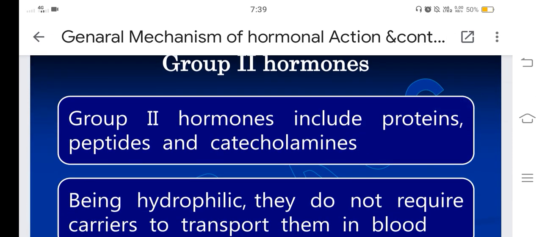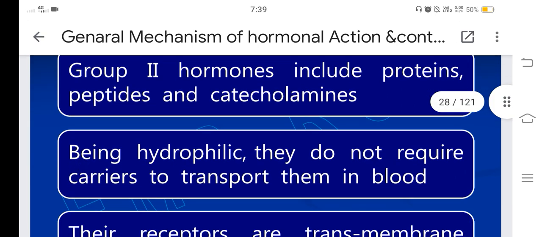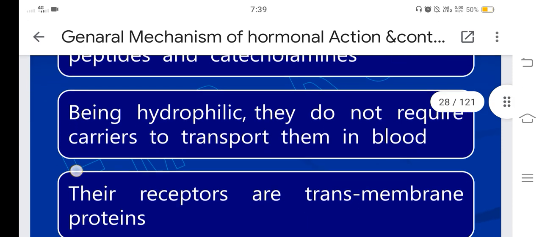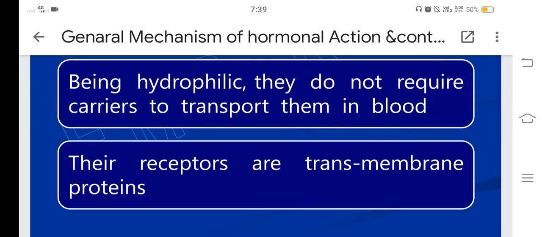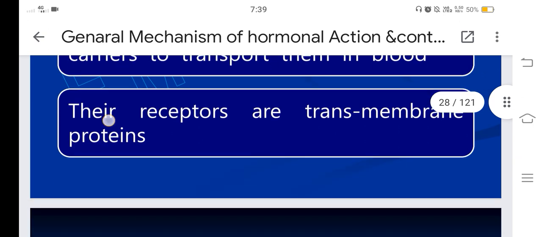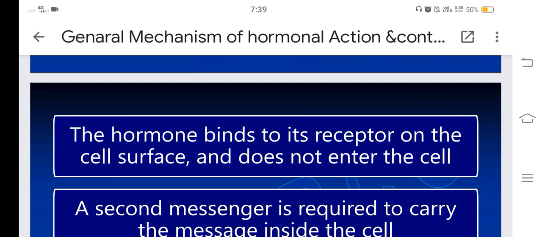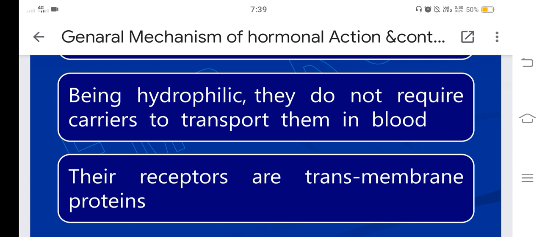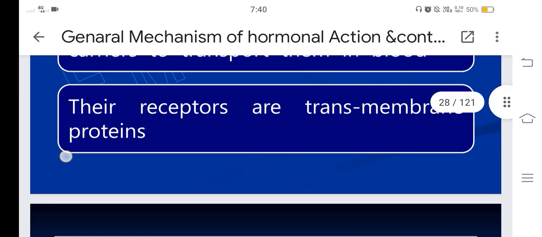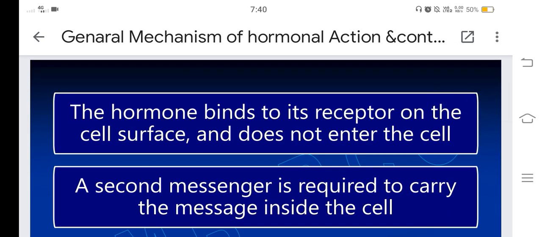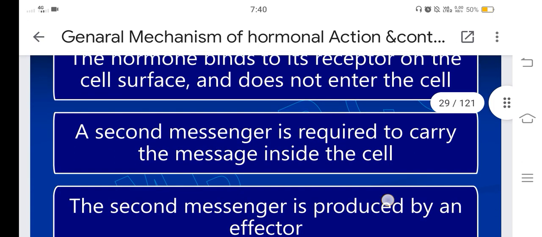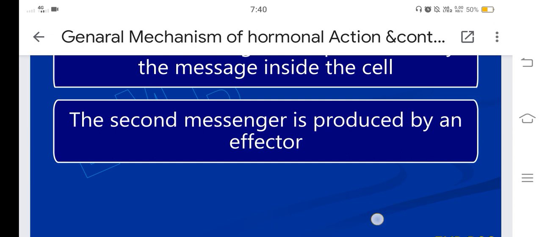Group 2 hormones include proteins, peptides and catecholamines. Being hydrophilic, they do not require carriers to transport them in blood. Their receptors are transmembrane proteins. The hormone binds to its receptor on the cell surface and does not enter the cell. The second messenger is required to carry the message inside the cell. The second messenger is produced by an effector.